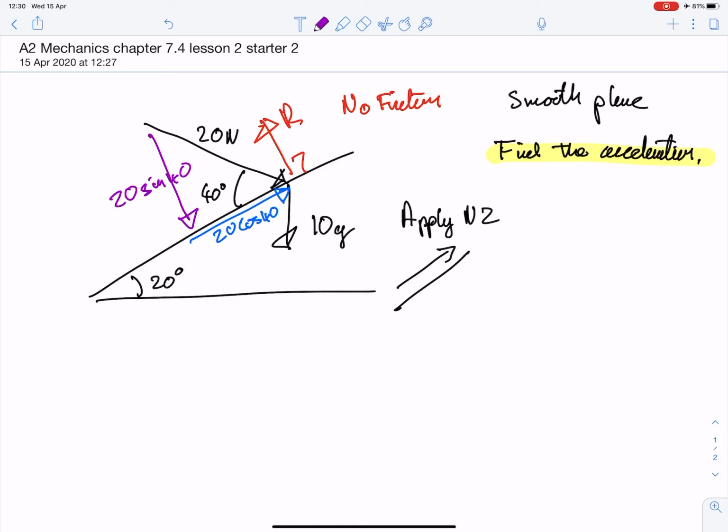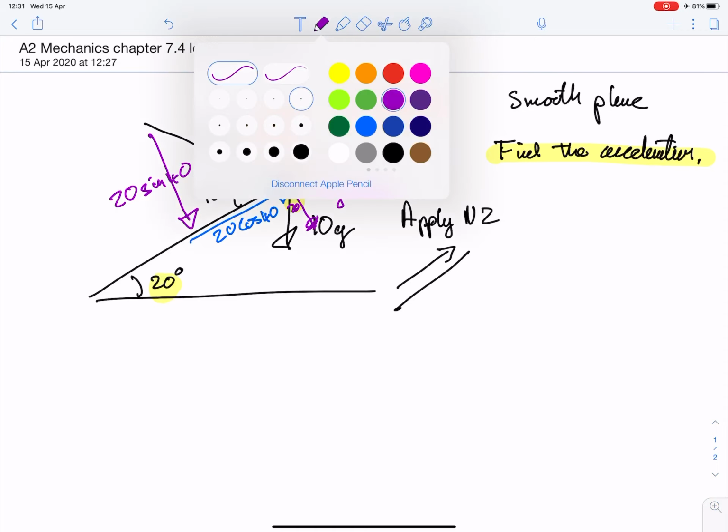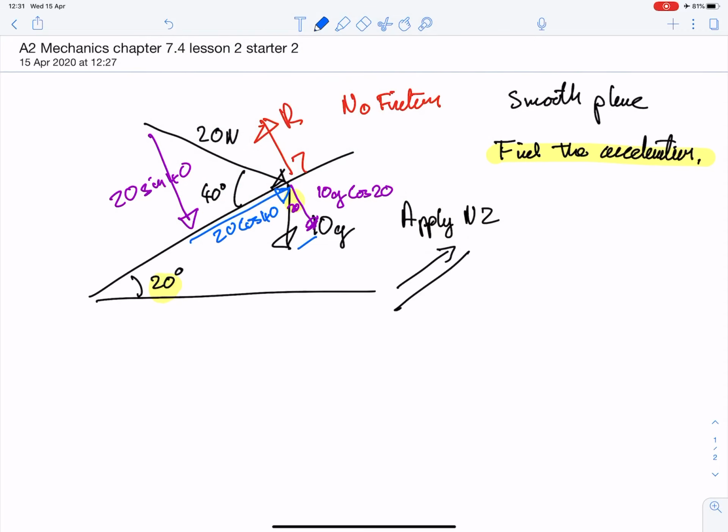Okay, if we're applying N2 up the plane, we also need to do the weight. It has two components, a component perpendicular to the plane. If this is 20 degrees down here, then this angle in here will also be 20 degrees. So this force is next to the angle, so we've got 10g cos 20. Opposite the angle, again, these two forces adding up to make the hypotenuse of 10g, we get 10g sin 20 degrees.